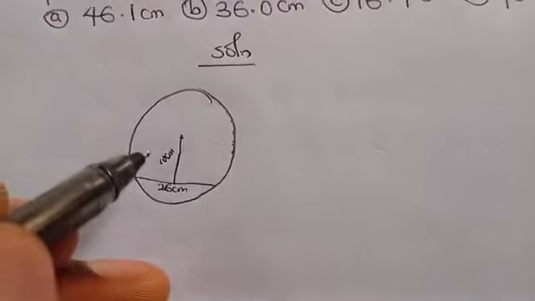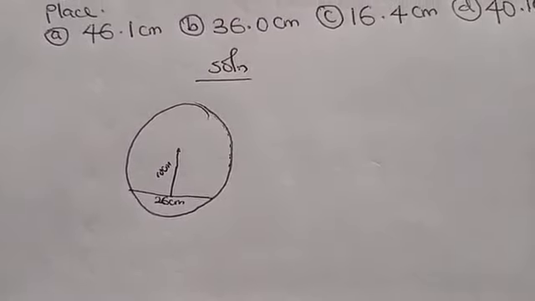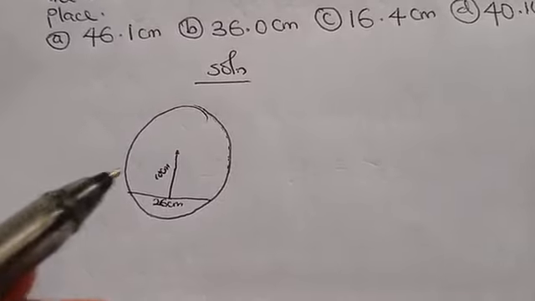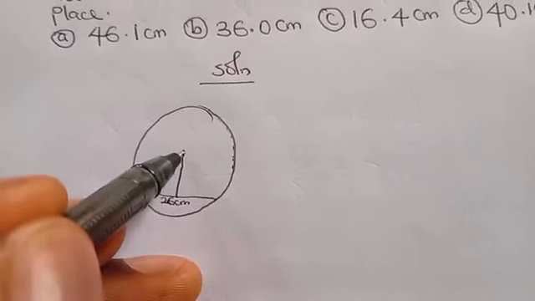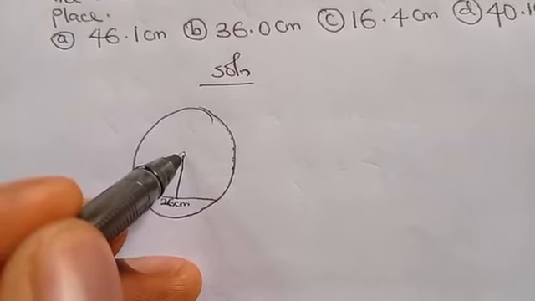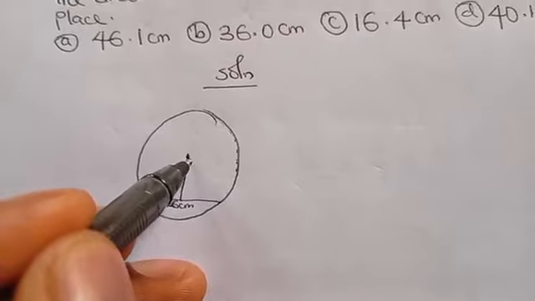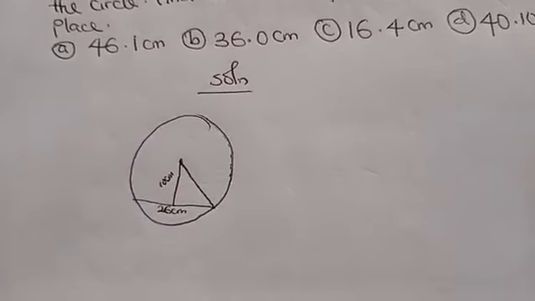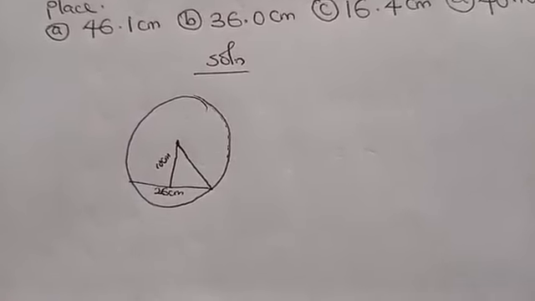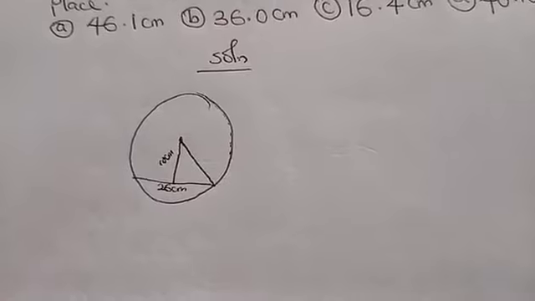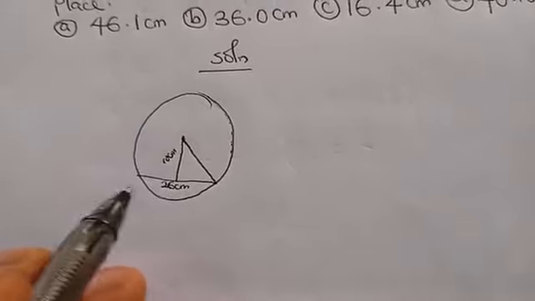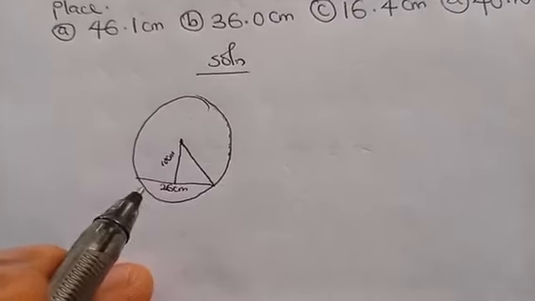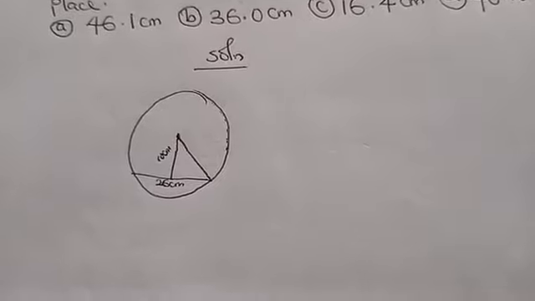We are asked to find the radius, and radius simply is the distance from the center of a circle to any point on the circumference. So we can join this center to this point on the circumference to meet the chord, and you have a right angle triangle over there. So if this chord is 26 centimeters long, 26 centimeters divided by 2, we are going to have 13 centimeters.